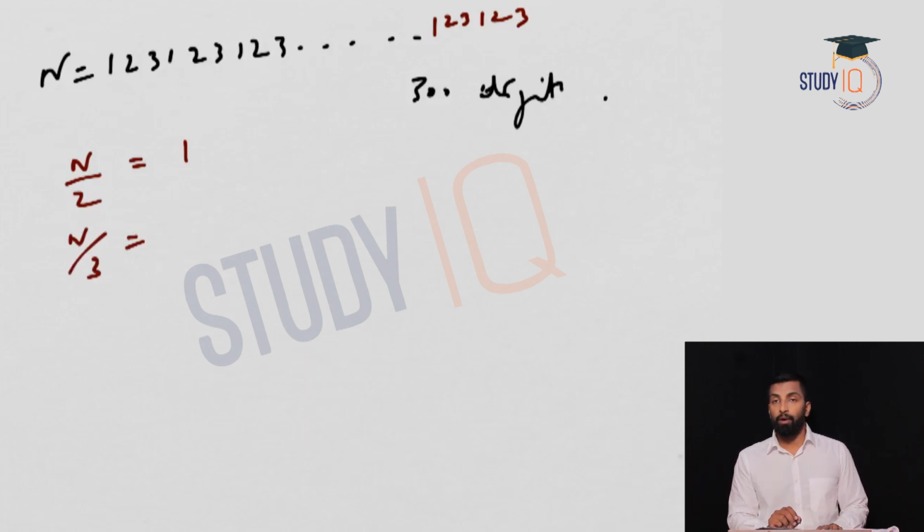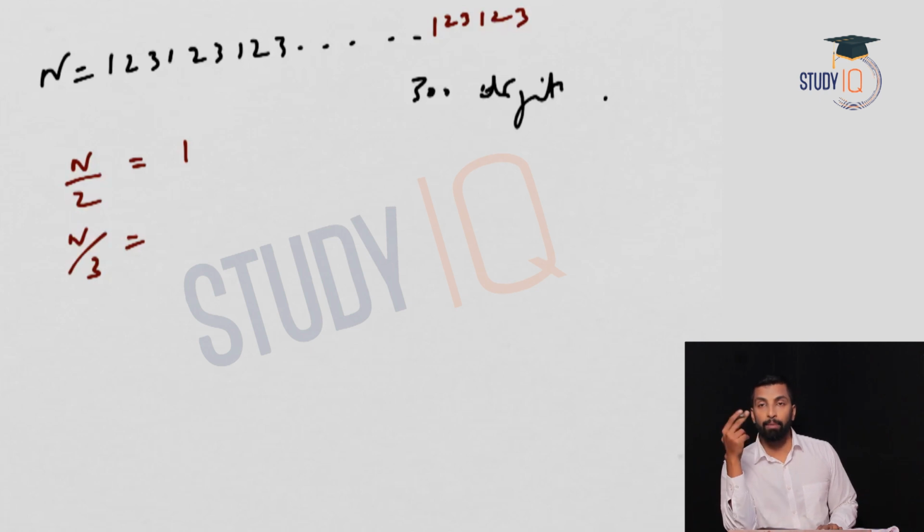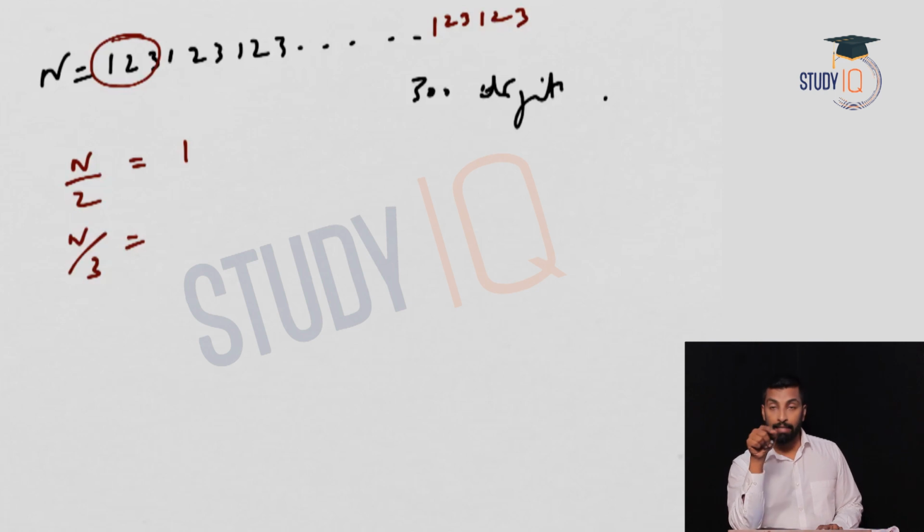What is the remainder? What is the divisibility rule of 3? You need to take the sum of digits. So the sum of digits must be divisible by 3, right? If you see the first group, you get 6. How many such groups are there? 100 groups. So 600, that is divisible by 3. So this is 0.